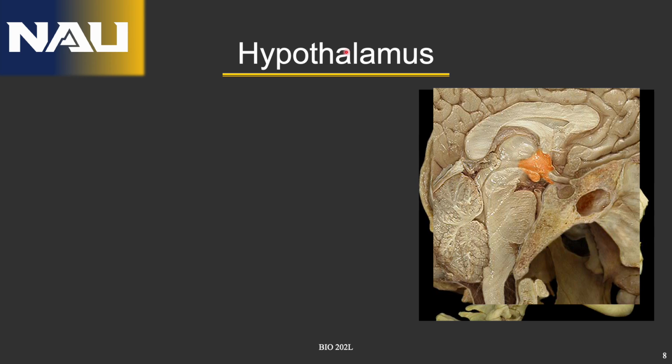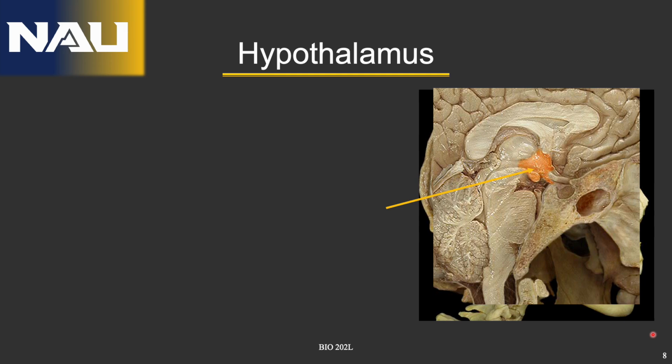So the hypothalamus serves as a link between the nervous and endocrine system. It regulates a variety of essential functions, including eating, drinking, sexual behavior, blood pressure, heart rate, body temperature, the sleep-wake cycle, and emotional states like fear, pain, anger, and pleasure.